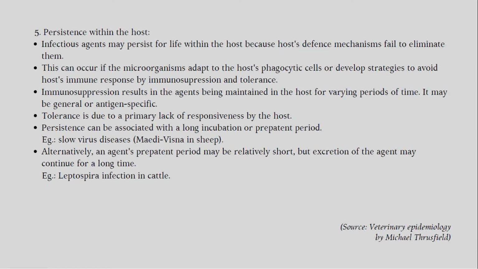Persistence can be associated with long incubation period or prepatent period. Incubation period is from the infection till the appearance of clinical signs, and prepatent period is from infection till the shedding of the agent. Example is slow virus diseases like Maedi-Visna in sheep. In this, the neurological and respiratory signs appear with an incubation period of 2 to 8 years. That is, it takes a long time to even show the clinical signs. Alternatively, an agent's prepatent period may be relatively short, but the excretion of the agent may continue for a long time, like leptospira infection in cattle, in which the bacteria is excreted in urine for about 1 to 2 years.